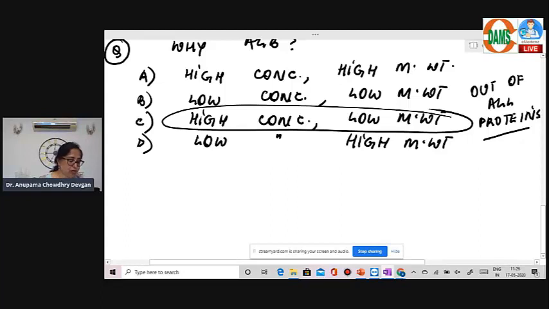Sarvajit, osmotic coefficient of plasma is 1 is a factual thing. There's nothing more to it. It is a factual thing. Osmotic coefficient is 1.